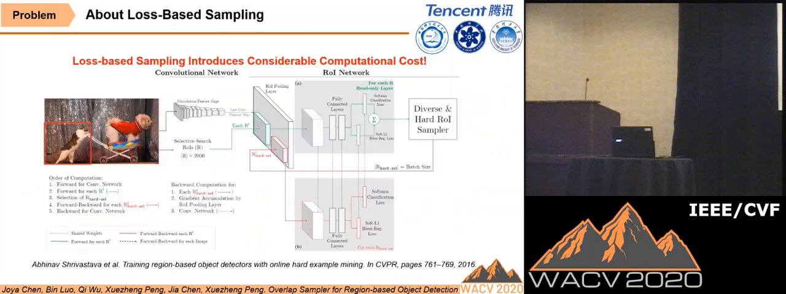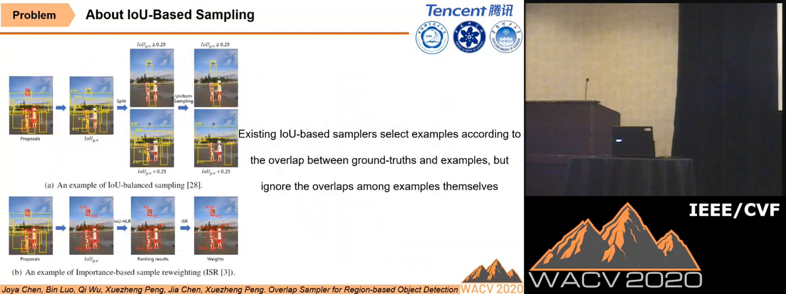To alleviate the imbalance, loss-based sampling methods are proposed. However, they would introduce considerable computational cost as the loss computation for each example is required. Fortunately, recent IOU-based sampling methods could match the accuracy of loss-based ones, but show much higher efficiency. However, existing IOU-based samplers ignore the overlaps among examples themselves.